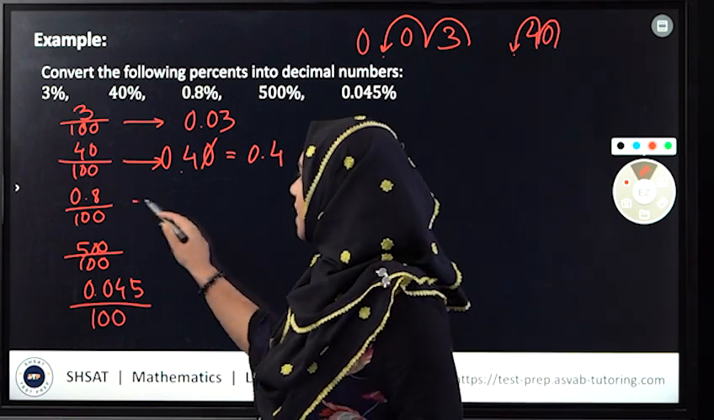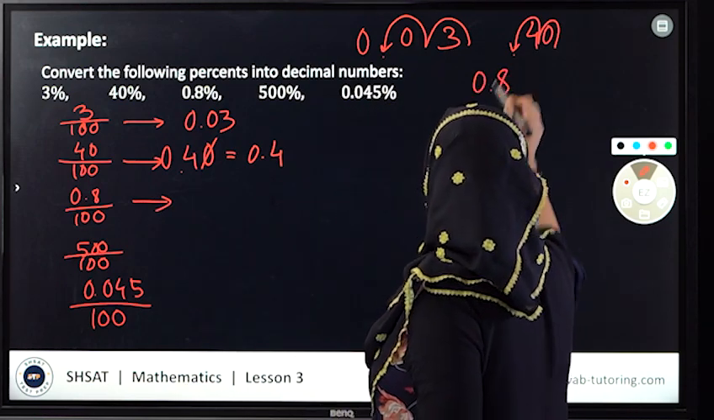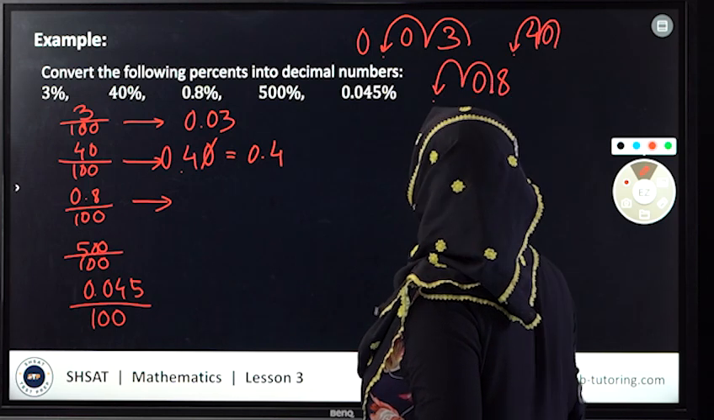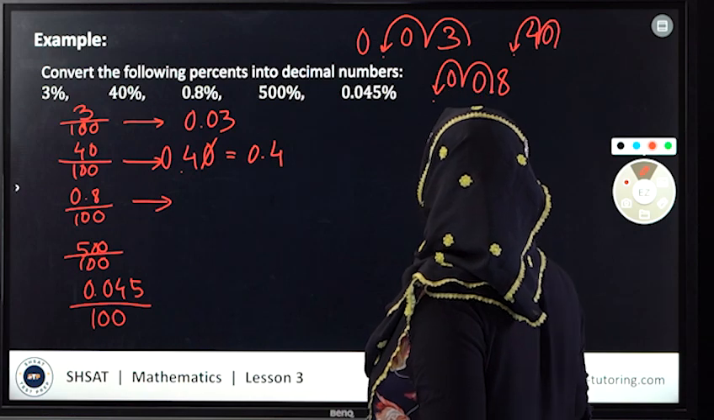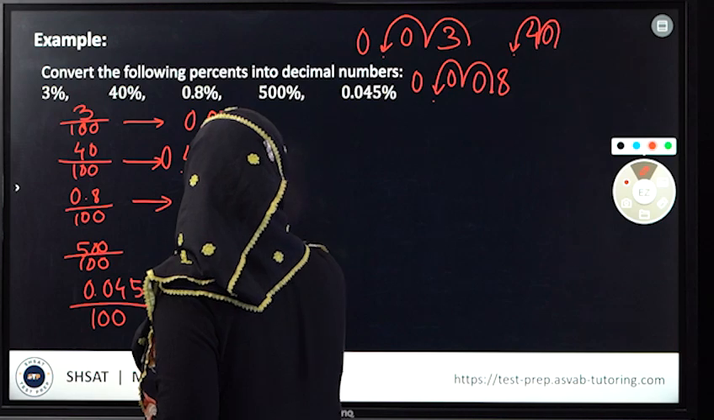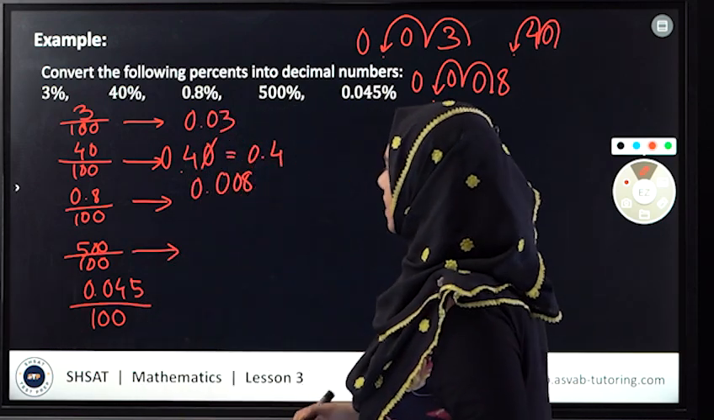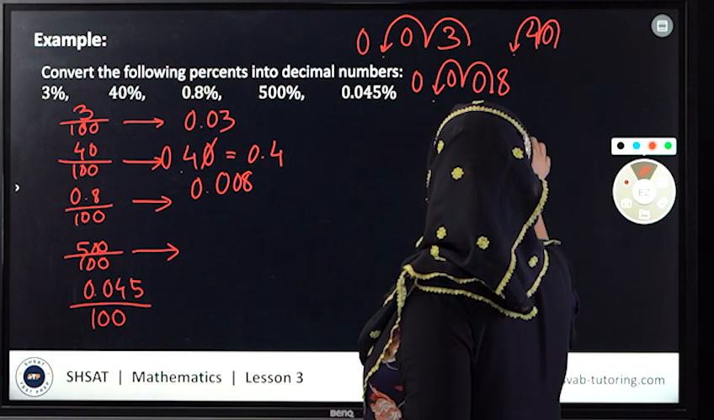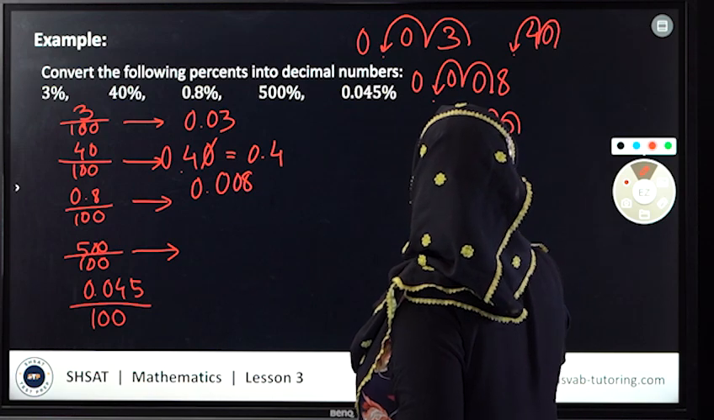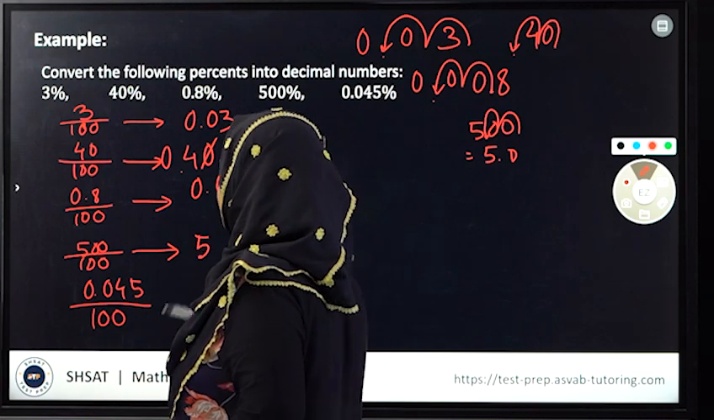How about this? How about 0.8? So 0.8 already has a decimal, but it still is going to go 2 units to the left. There's a blank here. Let's fill it with a 0. Let's put another 0 right here. So that gives me 0.008. How about this? 500 over 100. Now, 500 over 100, that's just what? 1, 2. So that makes it 5.0. 5.0 is essentially 5.